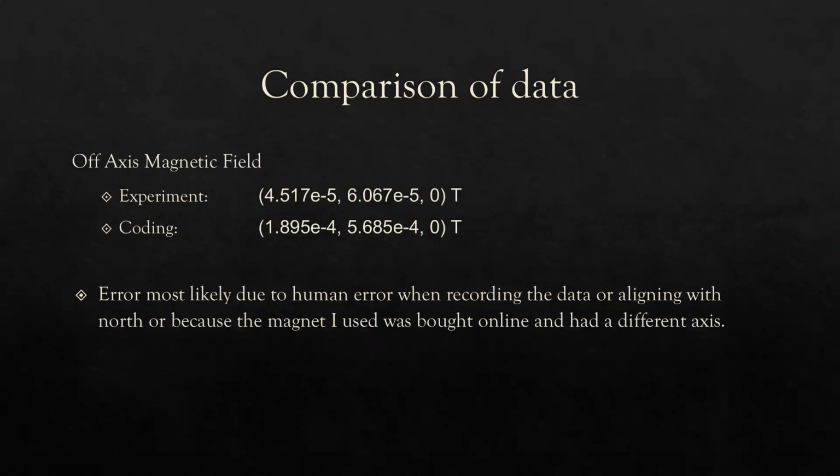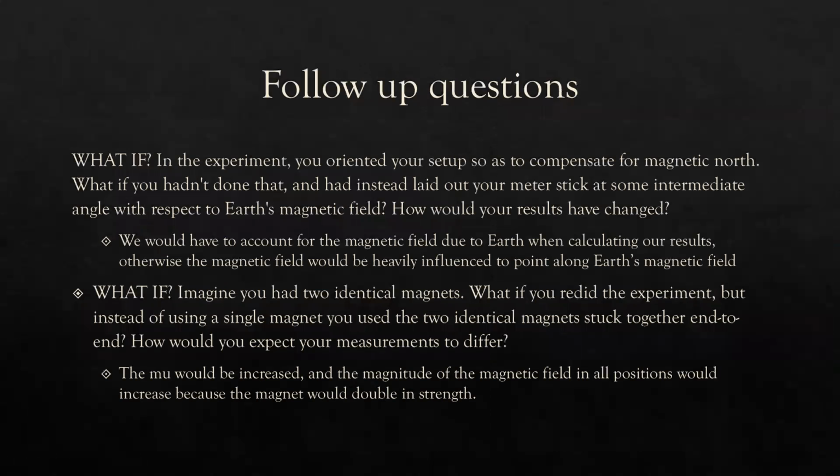Here's a comparison of my data between the coding and experimental portions. The values were far different between these two, and this error is most likely due to human error when recording the data or aligning with north, or because the magnet I bought was different than the one provided and it had a different axis. Here are a couple of follow-up questions.